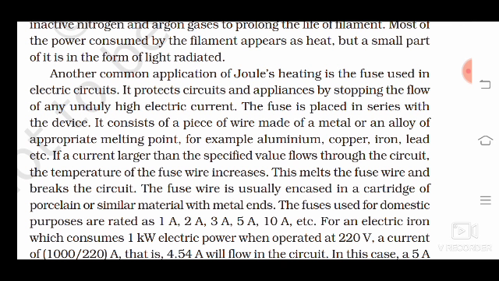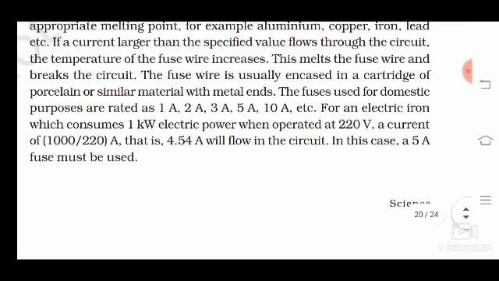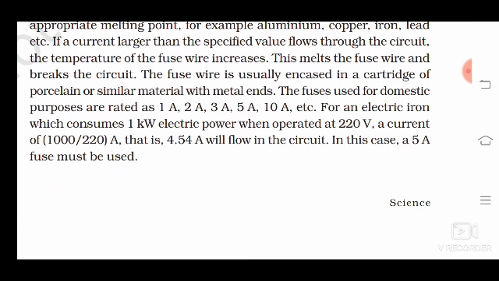The fuse is usually encased in a cartridge of porcelain or similar material with metal ends. The fuses used for domestic purposes are rated as 1 ampere, 2 ampere, 3 ampere, 5 ampere, 10 ampere, etc. For an electric iron which consumes, please underline, 1 kilowatt electric power when operated at 220 volts, a current of 1000 by 220 ampere, that is 4.54 ampere, will flow in the circuit. In this case, a 5 ampere fuse must be used.